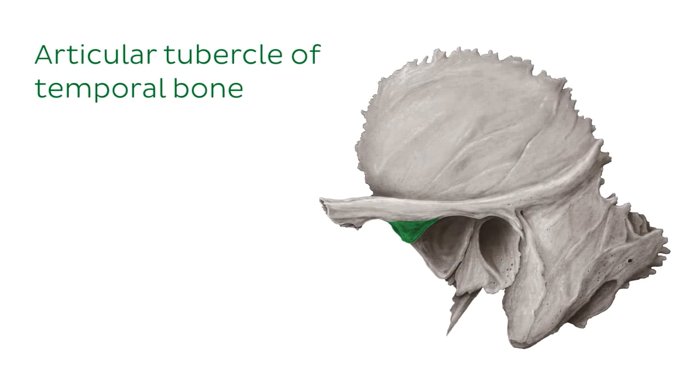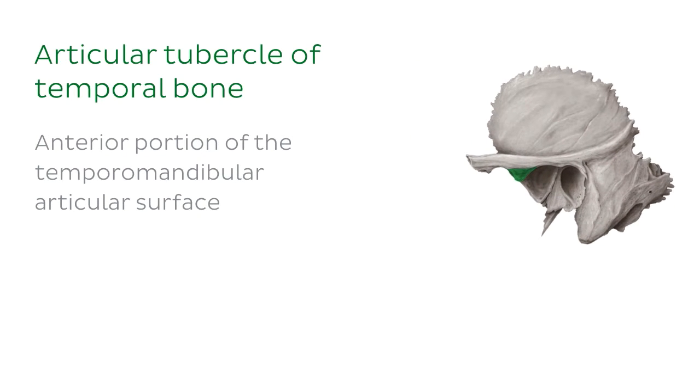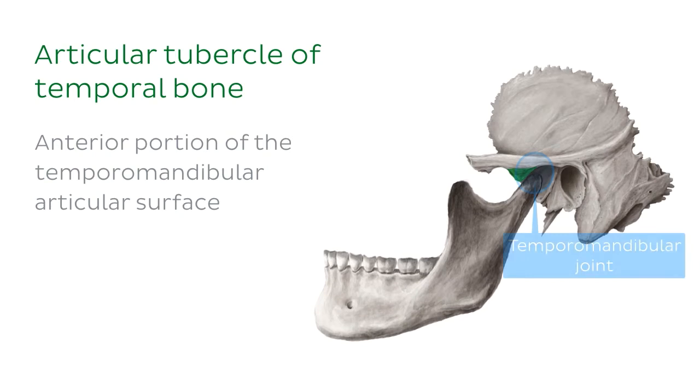Anterior to the mandibular fossa is the articular tubercle of the temporal bone, which we can see here. This tubercle is the anterior portion of the temporomandibular articular surface. Therefore, like the mandibular fossa, it articulates with the mandible to form the temporomandibular joint.